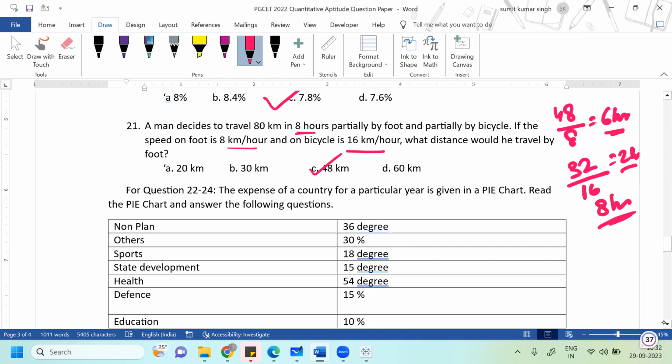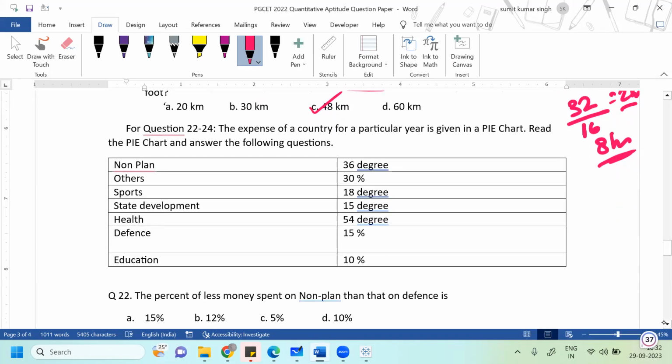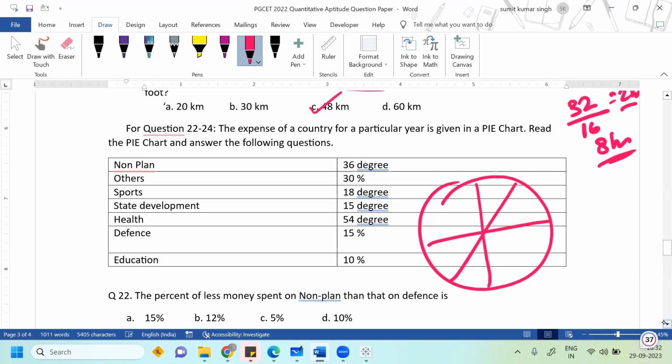Okay, so for questions 20 to 24, the expenses of a country in a particular year are given in the form of a pie chart. Because I cannot draw that pie chart for you here, I put the same thing in the form of a table, but in the actual question it was in the form of a pie chart. This is the data given in the pie chart. I hope you know what a pie chart is. You can draw a pie chart and all. I hope you're getting that part right, and I hope you don't mind my putting it in the form of a table.